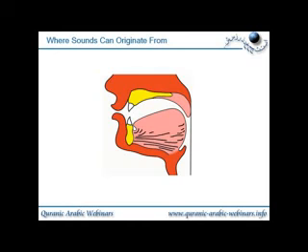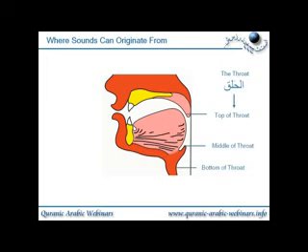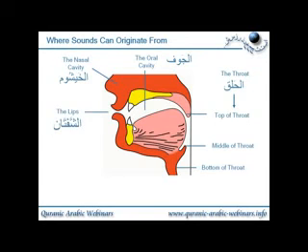A recap here of where the sounds can originate from. The first place is the throat, known as al-halq. And we divide the throat into three portions: the bottom of the throat, the middle of the throat, and the top of the throat, the very uppermost part of the throat. Then we have what's known as the oral cavity, i.e. the space in your actual mouth, and that's known as al-jawf. And then we have the nasal cavity, i.e. the air passage in your nose going to the back of your throat, known as al-khayshum. Then we have the lips, i.e. both the lips, known as ash-shafatan, the two lips. And we have the tongue itself, known as al-lisan.